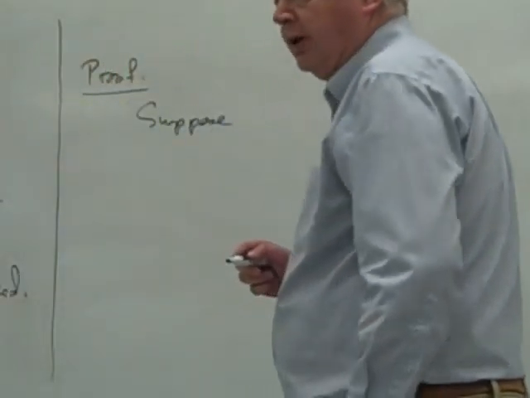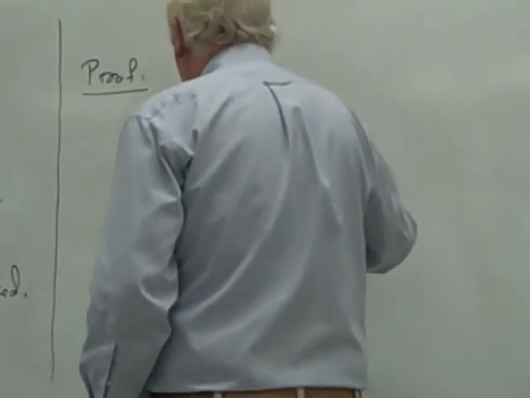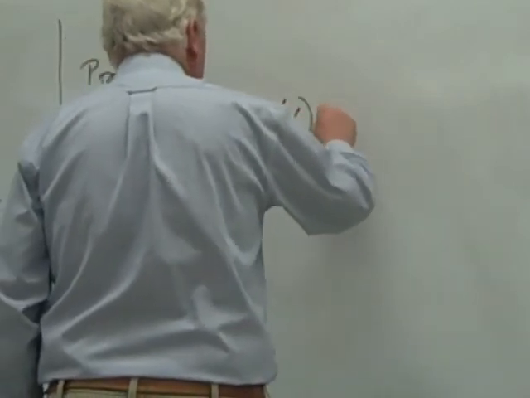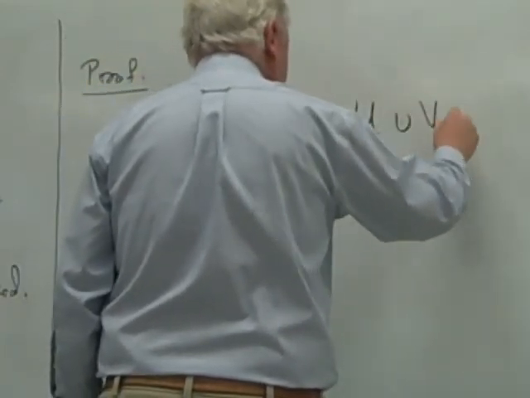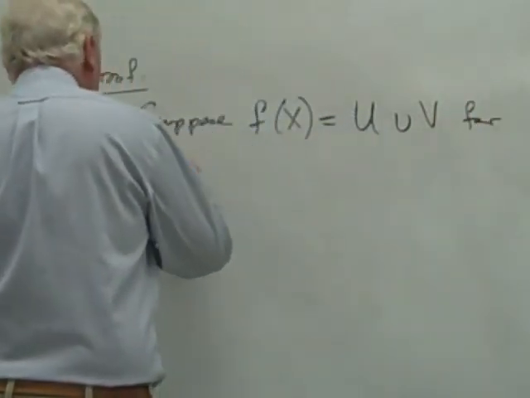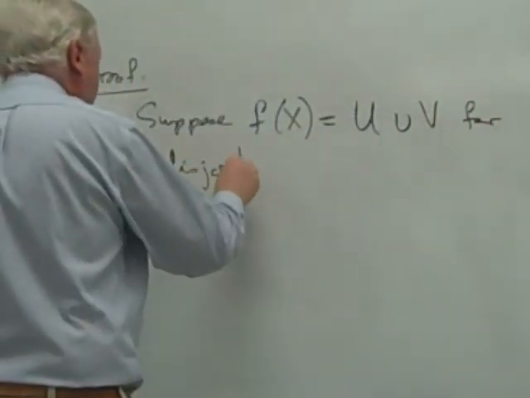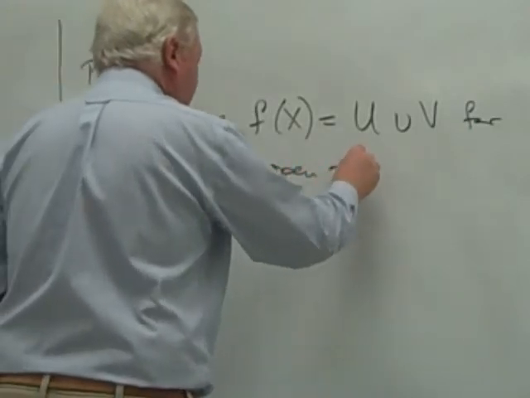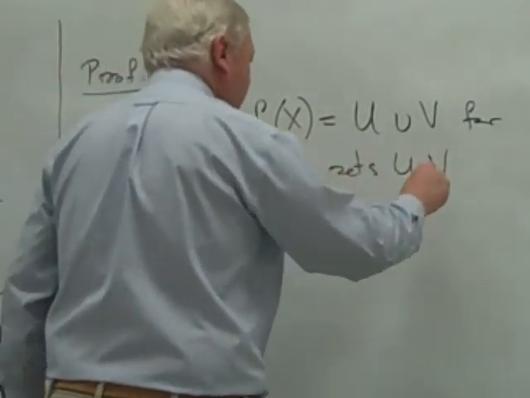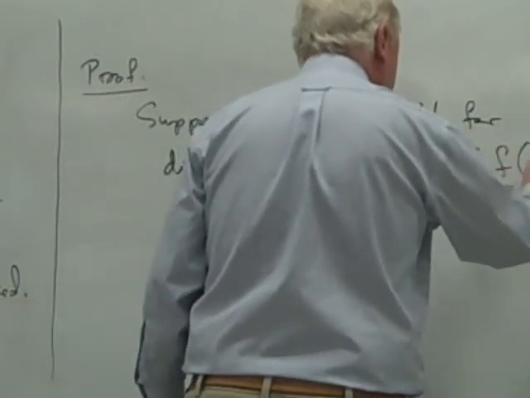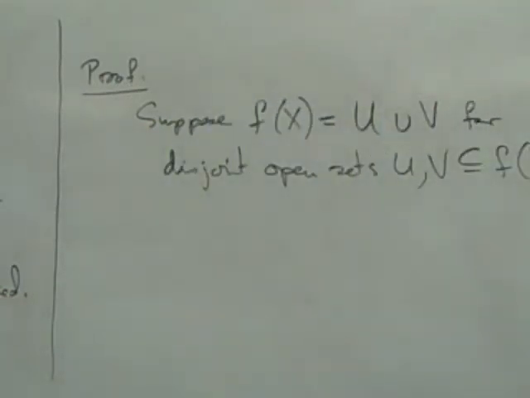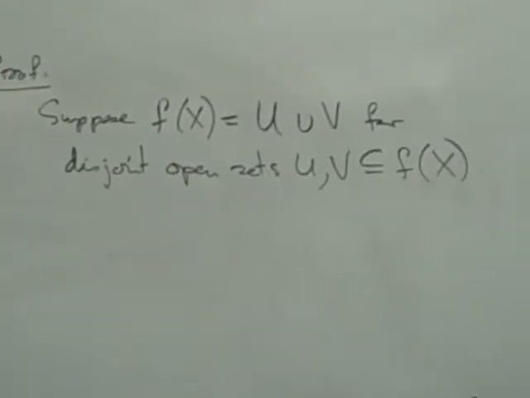So we'll use one of our characterizations of continuity. Suppose that we can write the range f of X as U union V for disjoint open sets U and V contained in the range. In order to establish connectedness, we have to show that either U or V is empty.